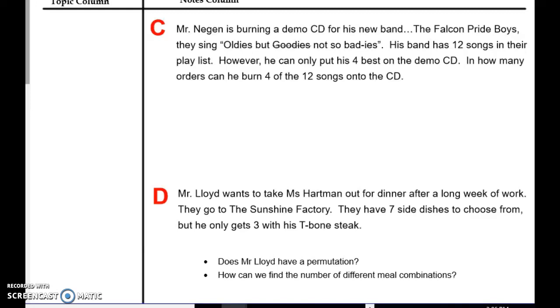His band has 12 songs in their playlist. However, he can only put his 4 best on the demo CD. How many orders can he burn 4 of the 12 songs on the CD? Now, the order makes a difference because track number 1 is different than track number 4. This is like a list. And whenever you have a list, you have to do a permutation.